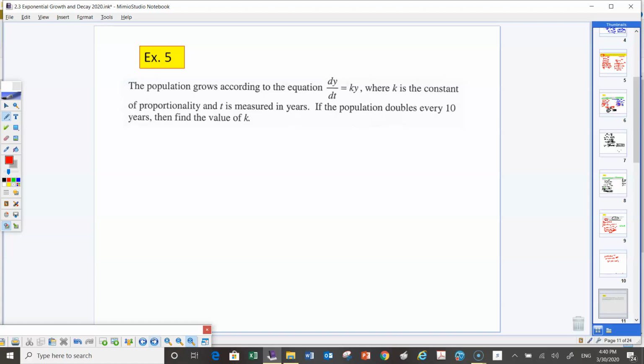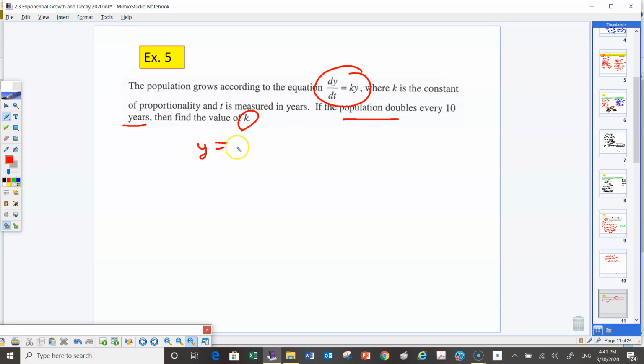Okay, let's get back to some more exponential growth and decay problems. So this one states that the population grows according to this equation. And again, this is a differential equation for exponential growth and decay. And it tells me that the population doubles every 10 years, and they want us to find the value of k. So again, we know it's exponential growth because it tells us that in the problem.